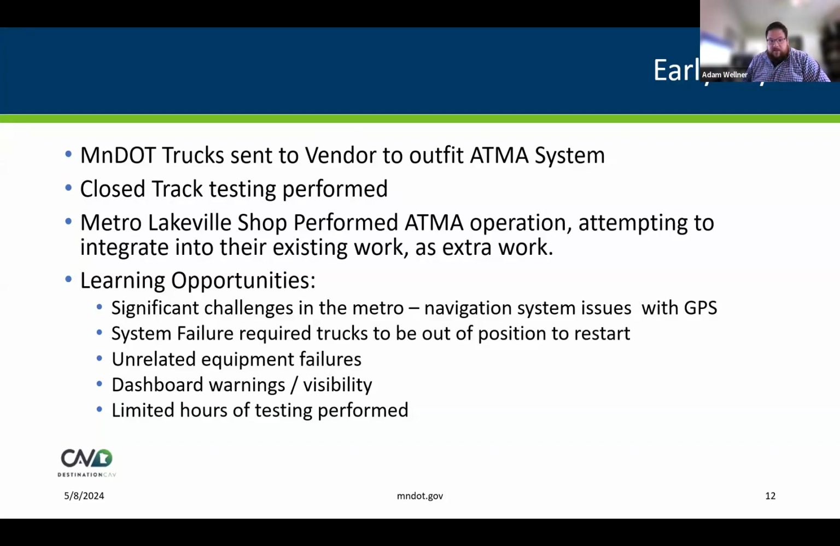MnDOT selected this project and worked with a vendor to get the system installed on a couple of MnDOT trucks. So the trucks were sent to the vendor to have the system installed. After the system was installed, there was some closed track testing that was performed. I believe it was done at the Elko Speedway, just to get some comfort and do some training. And then for the first 2 years of the project, the trucks were placed in the Lakeville truck station in the metro as a tool for them to use when they're doing their work.